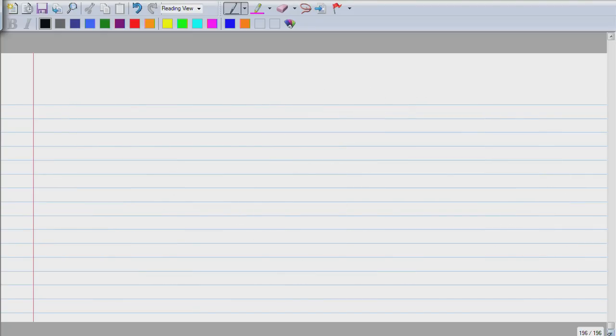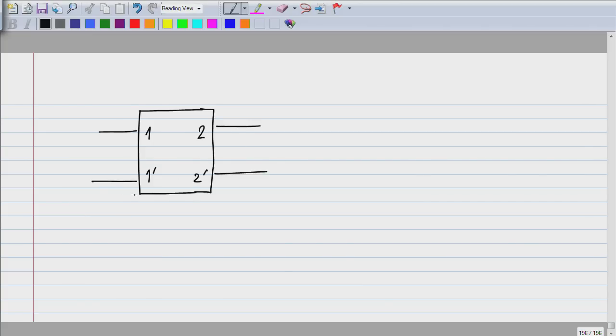Now, I also took an example of a simple circuit and showed that the quantities will be linear combinations. So let me take this example where I have two terminal pairs, and each terminal pair is called a port. This is port number one. This is port number two.